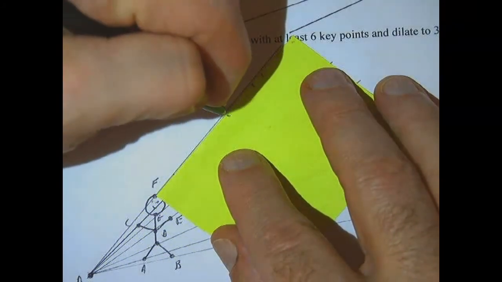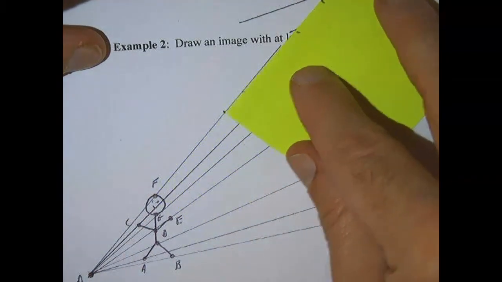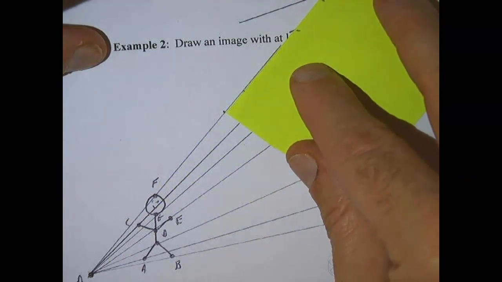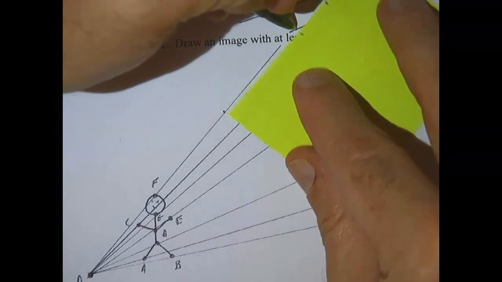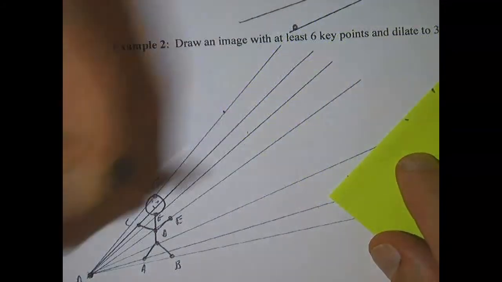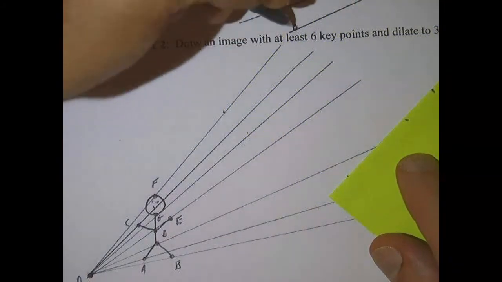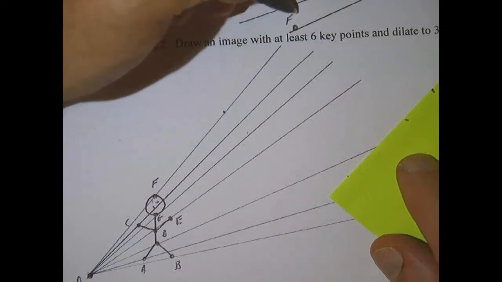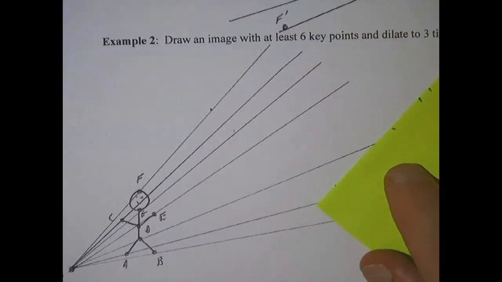I don't need to actually record that point. And now I think I went a little bit too far, but I'm just going to go with it anyway. There's my 3rd point. So that was F prime. So there's F prime, even though it spills a little bit over into the other problem.